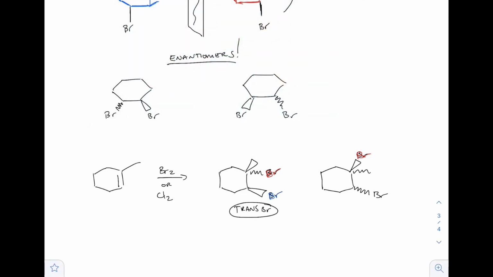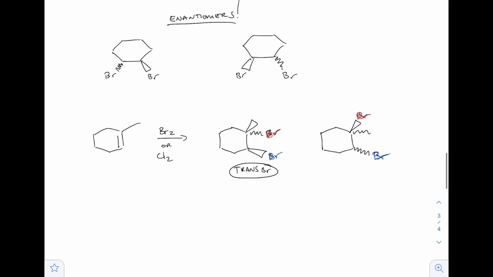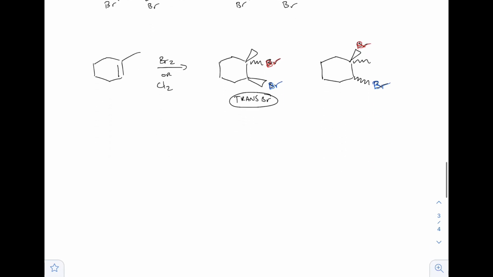So I'm also labeling the two bromines blue and red. And if you think about it, it doesn't really matter what you assign as a nucleophile. Either way, you're going to get the same product. So if the bromide attacked the least substituted, it could attack from the bottom or the top because the bromonium ion can approach from the top or the bottom. So it doesn't really matter. All right. So let's talk about stereospecificity.